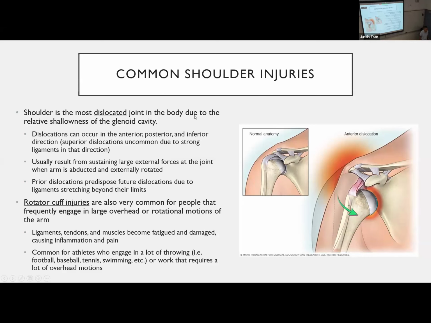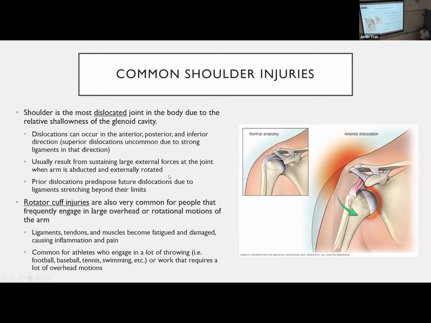When you have shoulder dislocations, it can happen in a lot of different ways. The most common ways are anterior and posterior dislocations, which occur in the front and the back of the body. Another common way is inferior dislocation, where your shoulder gets pulled downwards. The only direction where dislocations are not common is superior. It's very uncommon for your shoulder to dislocate upwards towards your head, mostly based on the geometry and the strength of the ligaments.